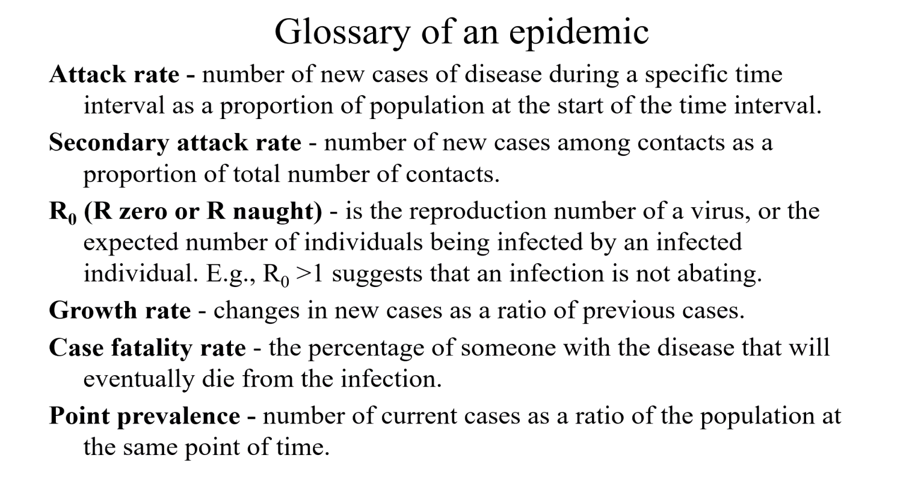Point prevalence is very simple. It's a snapshot in time. The number of current cases is a ratio of the population at the same point in time: how many people you have in the population that have been infected. In the United States today, it's over 400,000 cases. You divide by the roughly 330 million people who live in this country, and you get a point prevalence. It will not tell you what the incidence rate is. It will not tell you how many cases will develop over a certain amount of time. Again, it's just a snapshot in time. That's all it's going to give you.